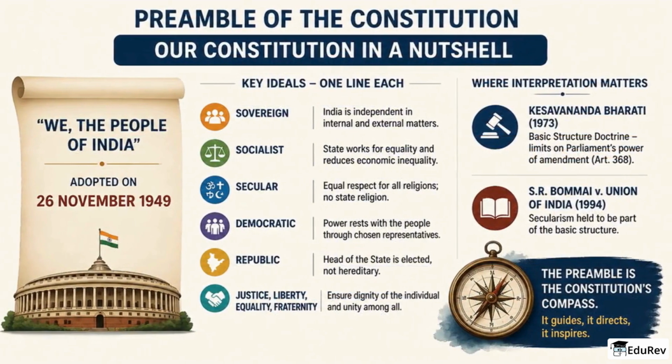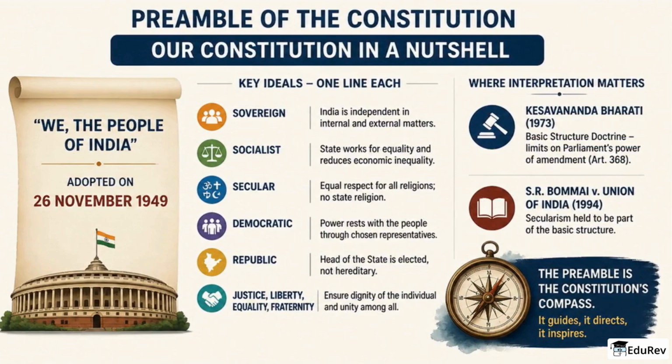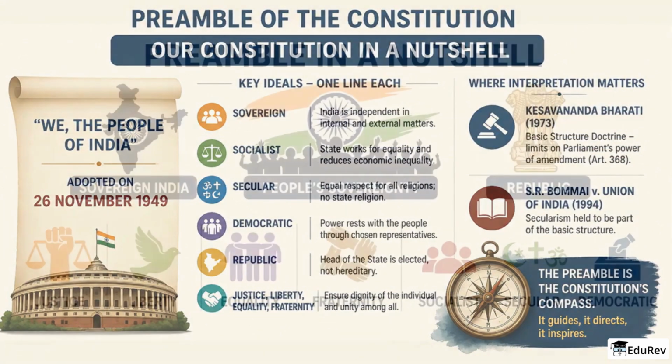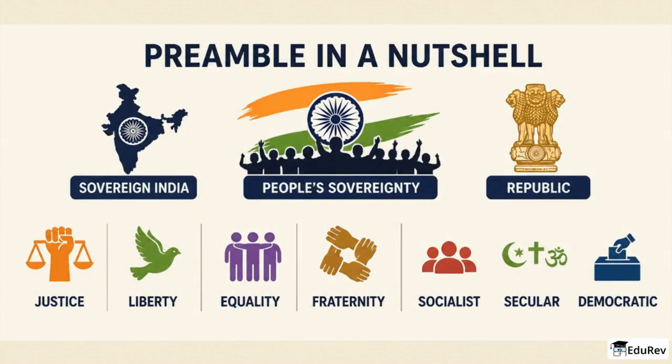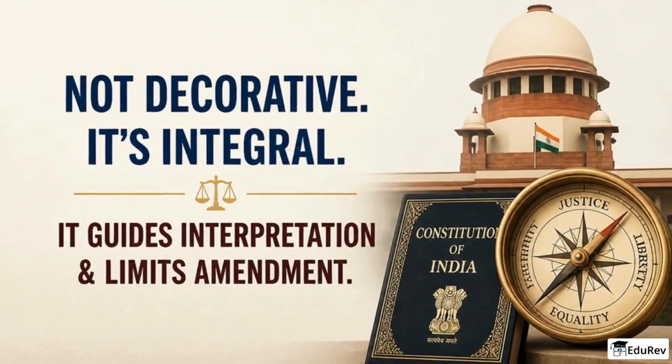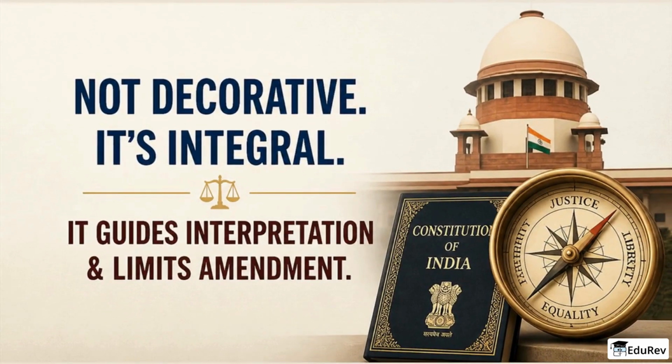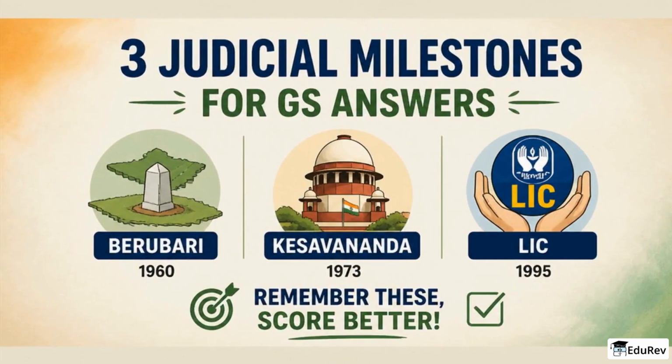To recap, the preamble declares the people's sovereignty, defines India as sovereign, socialist, secular, democratic, and republican, and promises justice, liberty, equality, and fraternity. It is not just decorative. Courts treat it as integral, and it shapes constitutional interpretation and limits on amendment. You should remember the three important judicial stages: Berubari, Kesavananda, and LIC. These will fetch you neat marks in a GS answer.